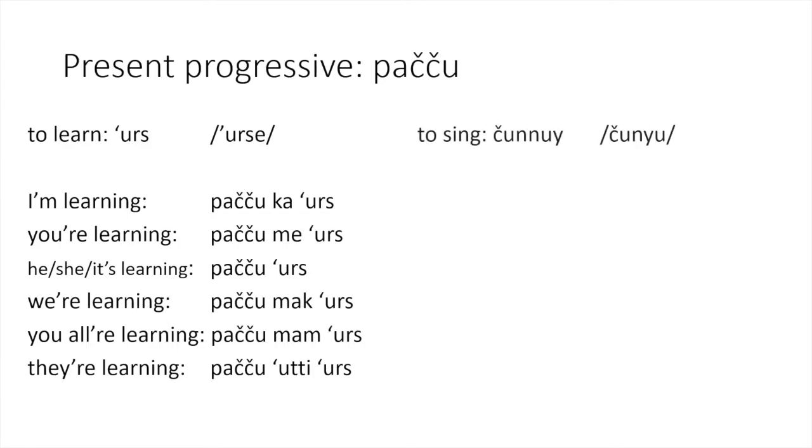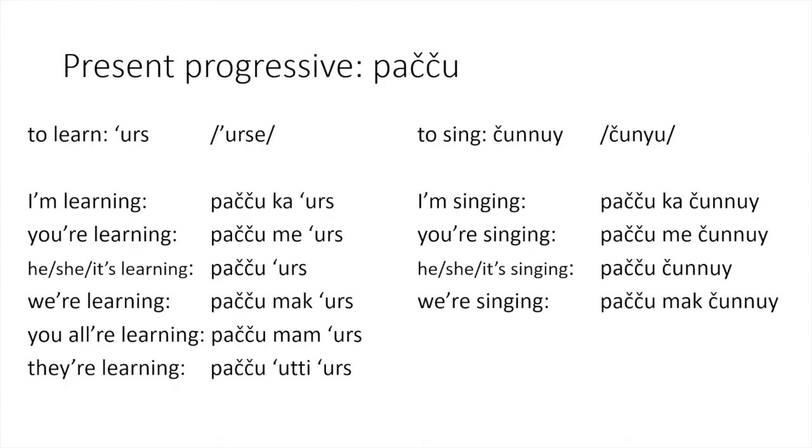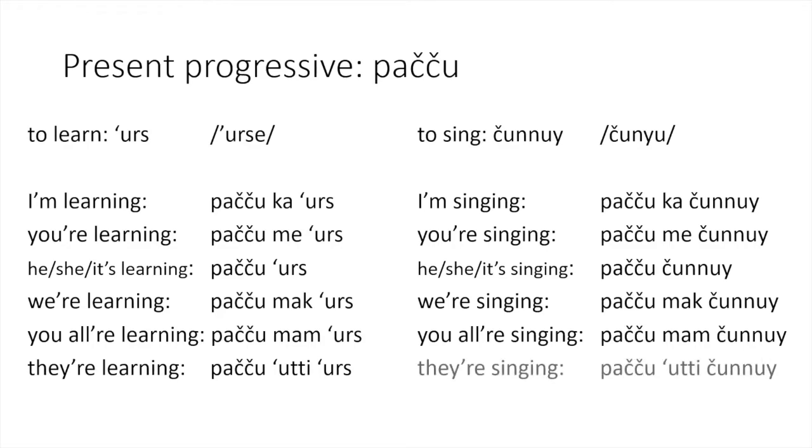Pačču urus. To sing is čunnuj. I'm singing. Pačču ka čunnuj. You're singing. Pačču me čunnuj. He, she, it's singing. Pačču čunnuj. We're singing. Pačču mak čunnuj. You all are singing. Pačču mam čunnuj. They're singing. Pačču uti čunnuj.